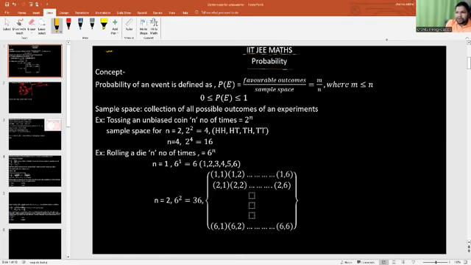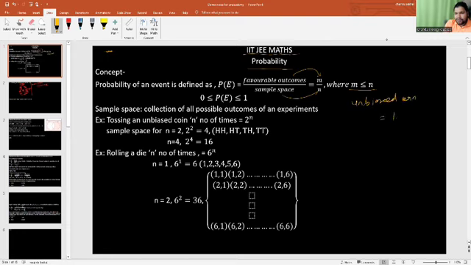You see, the probability of an event is defined as favorable outcomes by sample space. Here I indicate the favorable outcomes as M and the sample space as N. So M is less than or equal to N. Correct. So if I say a coin is there, an unbiased coin.